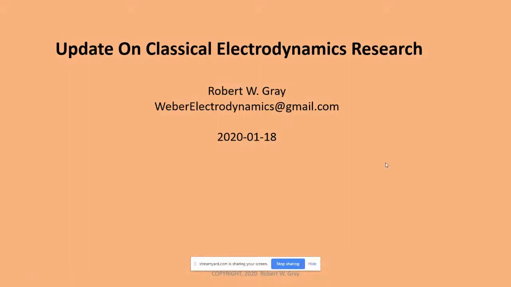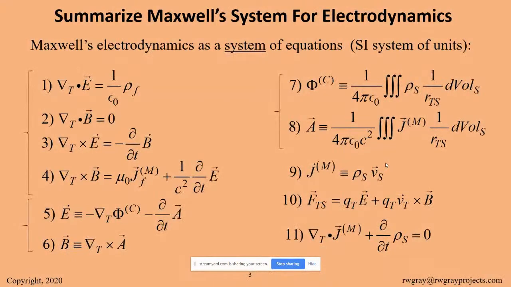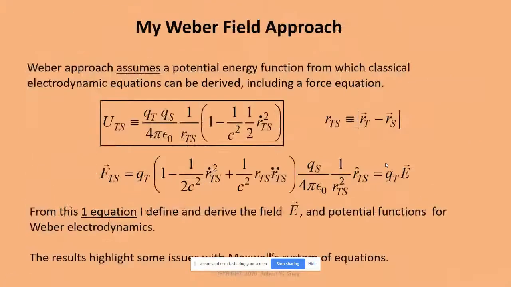Okay. So this is an update on my research in classical electrodynamics. And what I am looking for is the simplest and most complete approach for deriving classical electrodynamics. And so I've summarized what I mean by Maxwell's system for electrodynamics. I think I actually presented this slide once before to you folks. Just equations 1 through 4 is the Maxwell-Heaviside version of Maxwell's equations. Not going to go into a lot of that.